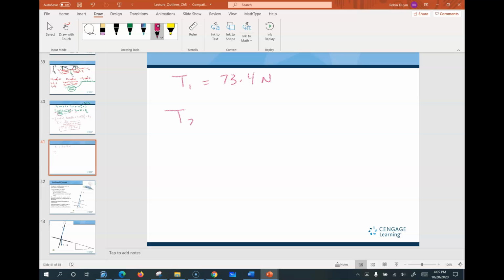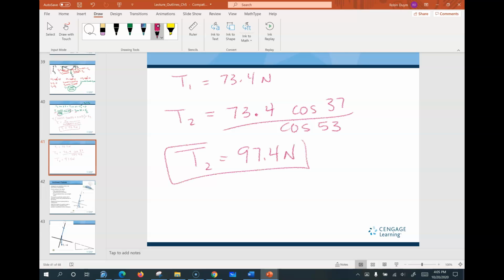All right, so T1 equals 73.4 newtons. And we have this expression, T2 is 73.4 cosine 37 all over cosine 53, and T2 is equal to 97.4 newtons. So here's my T1, here's my T2. The original question was posed that if the tension is higher than 100, those cables will break. So this one comes really close. This one, totally fine. This one comes close, but the tension in the cables will not cause them to break. So that's that example. Lots of fun.